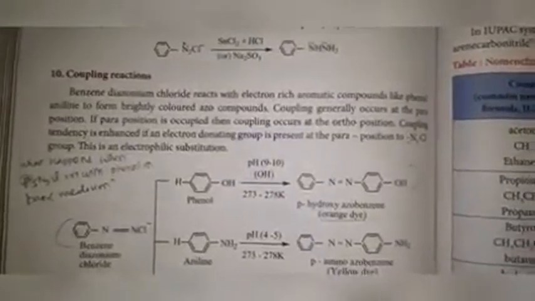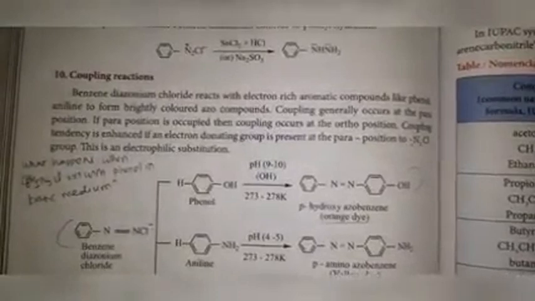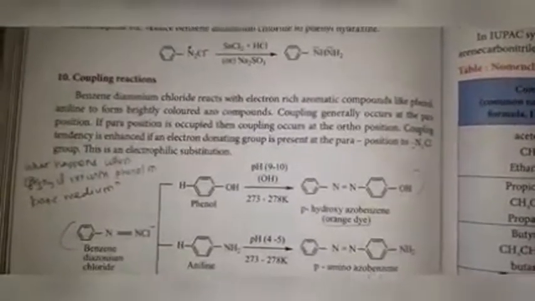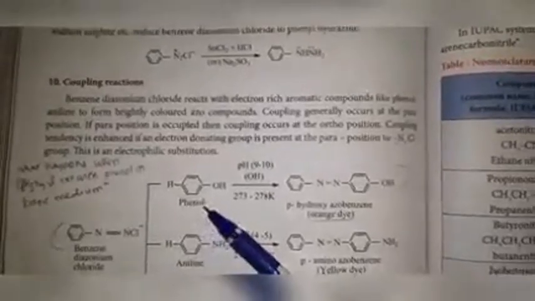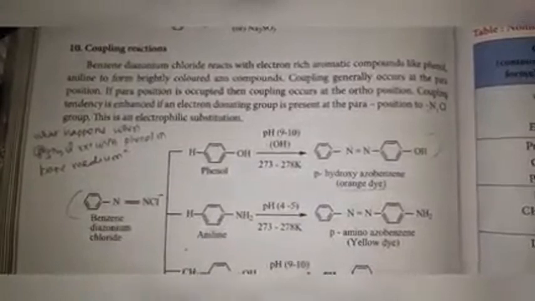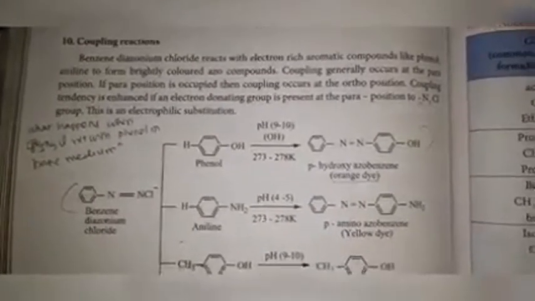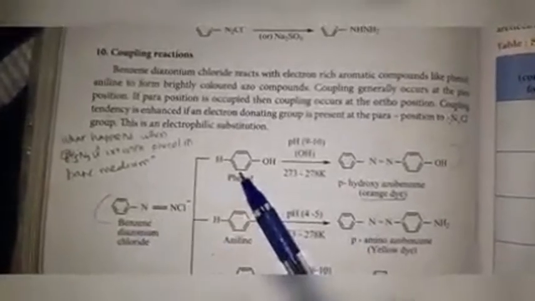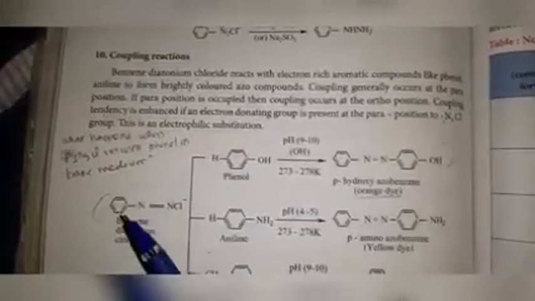Coupling reaction. Benzene diazonium chloride reacts with electron rich aromatic compounds like phenol and aniline to form bright colored azo compounds, orange red dye and yellow dye. Coupling means combining. Coupling generally occurs at the para position only. See here, benzene diazonium chloride reacts with phenol. This hydrogen takes the Cl, meaning HCl is removed. The remaining groups are combined, giving C6H5-N=N-C6H4-OH. This is called para-hydroxyazobenzene.